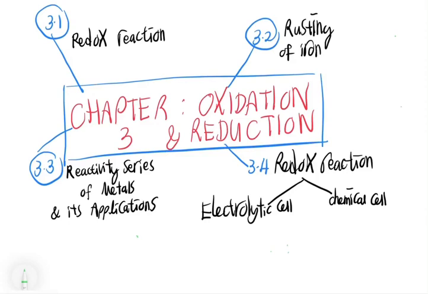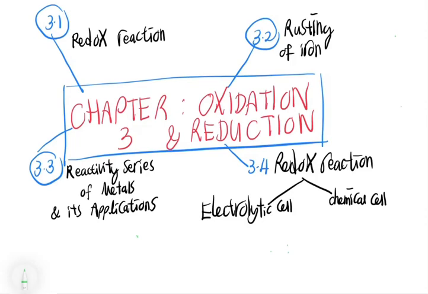Okay, in this chapter, we will have 4 main subtopics. These are big subtopics, which means there are a lot of smaller subtopics under each big subtopic. So 3.1, redox reaction. 3.2, rusting of iron. 3.3, reactivity series of metals and its application. 3.4, redox reaction in electrolytic cell and redox reaction in chemical cell. So how your battery produces electricity is a very common oxidation and reduction, or simply redox, reaction.